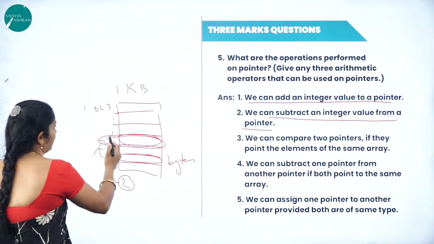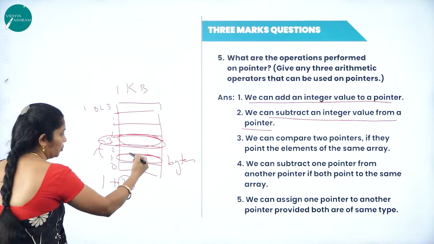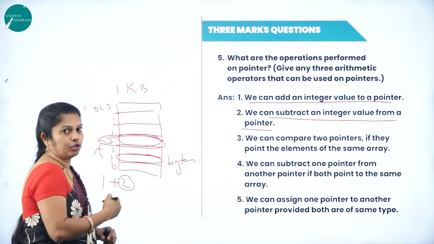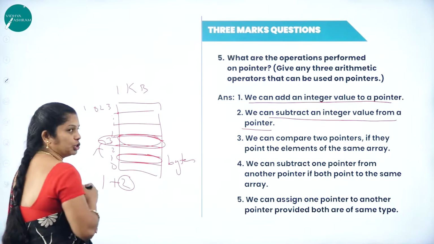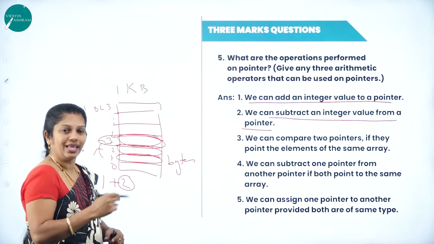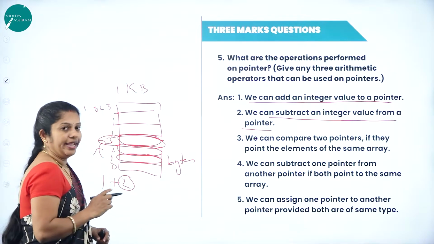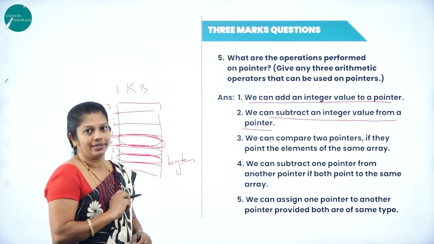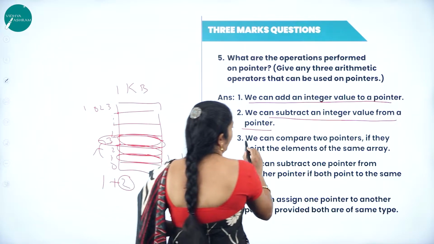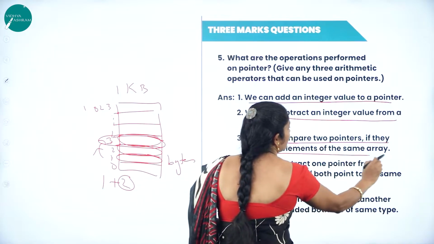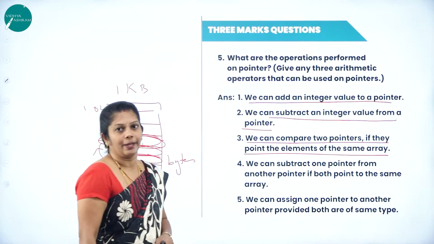For example, I am presently in position 3. I want to move to position 1. Then if I write minus 2, I can move. For example, presently I am in position 3. I want to move to position 2. Then by subtracting 1, I can move to position 2. It means that we can subtract an integer value from a pointer. It is possible. And we can compare 2 pointers if they point to elements of the same array.